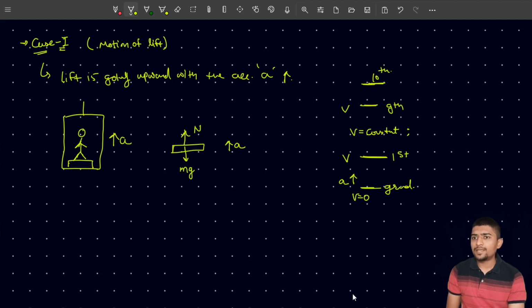That means it has an acceleration of 0 meter per second square. Now at the 9th floor it will have the velocity v, which is the same as the velocity attained at the first floor, but it has to stop at the 10th floor, so it will have a retardation which is in the opposite direction of motion.